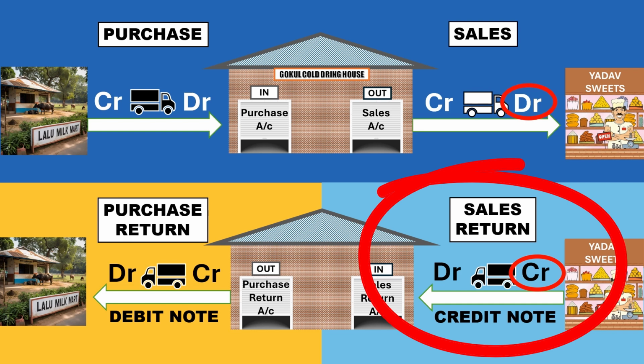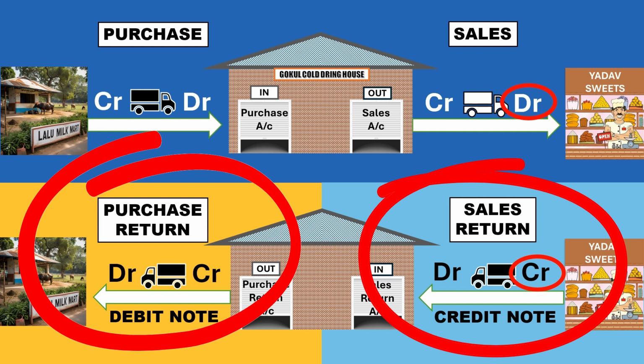Sales return is credit note and purchase return is debit note. Everyone, please repeat. Sales return is credit note and purchase return is debit note. Good. When we practically pass these 4 entries in Tally Prime, you will understand it better.